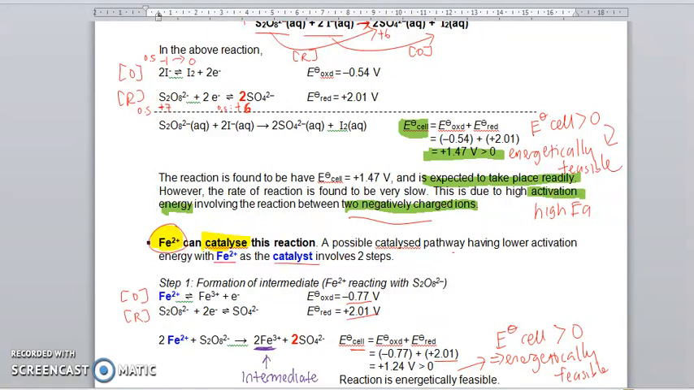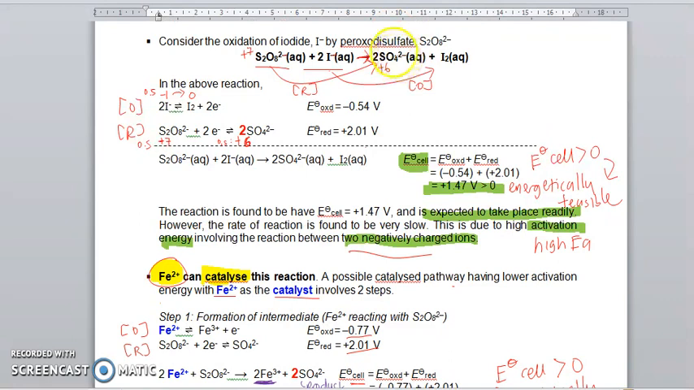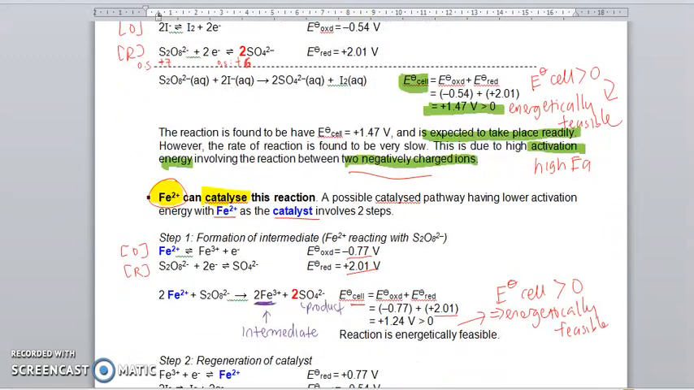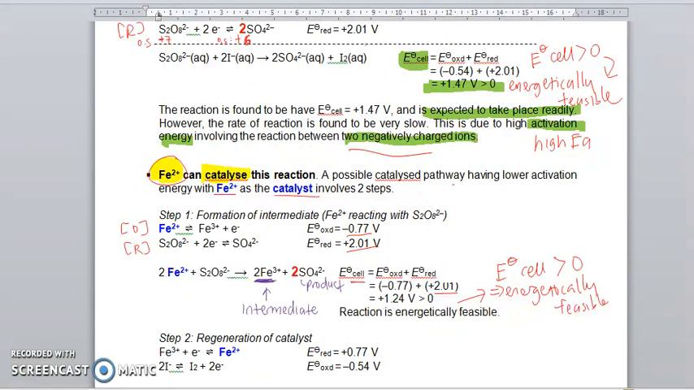Because no doubt, I have formed this product already, sulfate. I have already formed one of the products, sulfate. But I have not formed iodine yet. So my iodide must become iodine as well. So now this intermediate, Fe3+, is going to allow us to do that. Why? Because Fe3+ will now become reduced back to Fe2+.